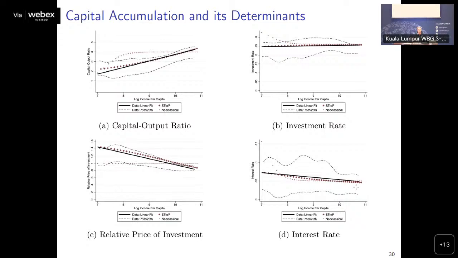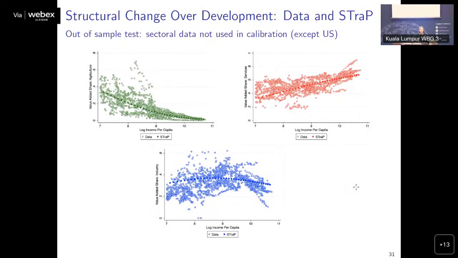Okay. Now the question is, what about the structural transformation? That's in the background, kind of driving all this stuff. And this one shouldn't be such a surprise, but it lines up fairly well with the data. The empty circles are the data, and the dark points are the model. So this is agriculture, services, and industry.